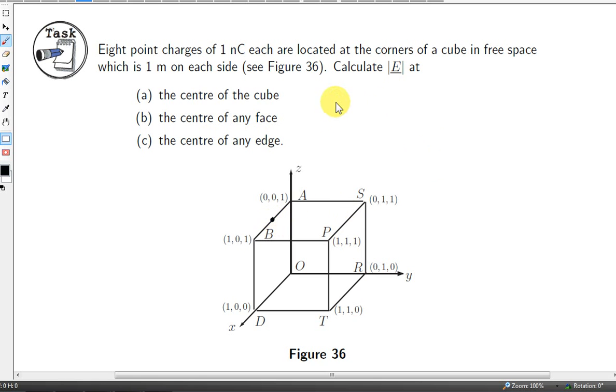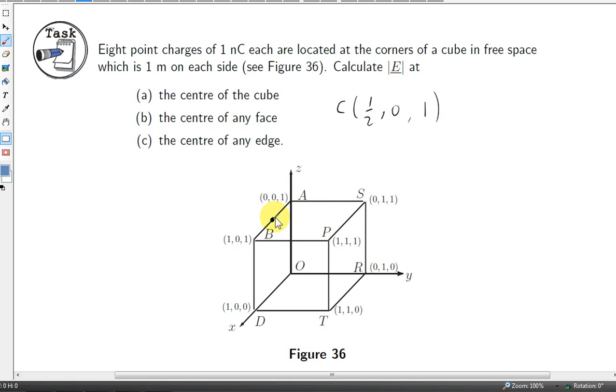which we will call C. So what are the coordinates of C? Well, it's midway between A and B, so we add the corresponding components and halve. So we have 0 plus 1 is 1 divided by 2, 0 plus 0 is 0 divided by 2 is 0, and then we have 1 plus 1 is 2 divided by 2, which is 1.